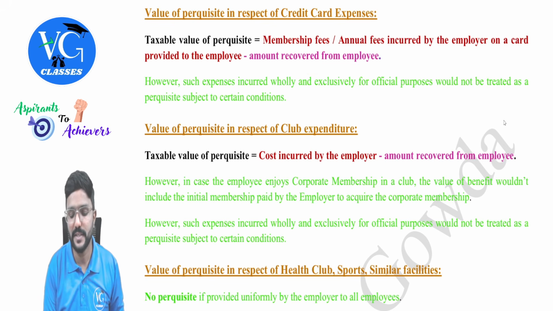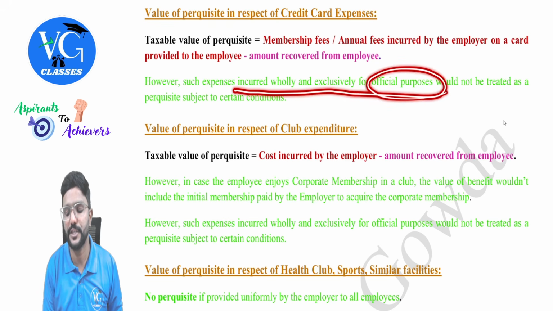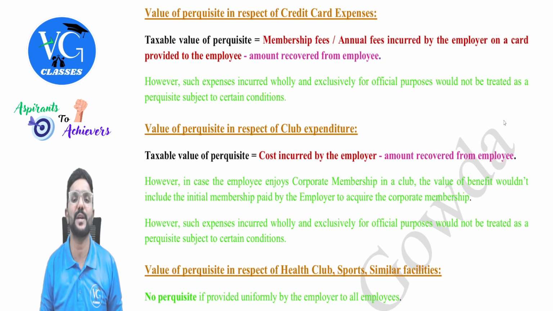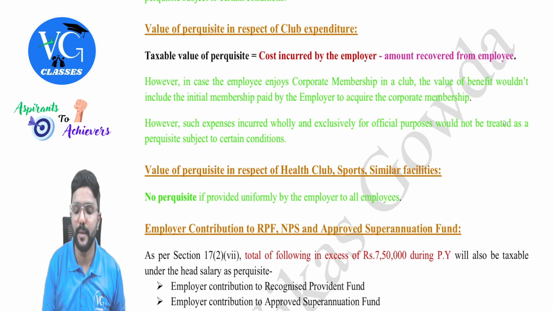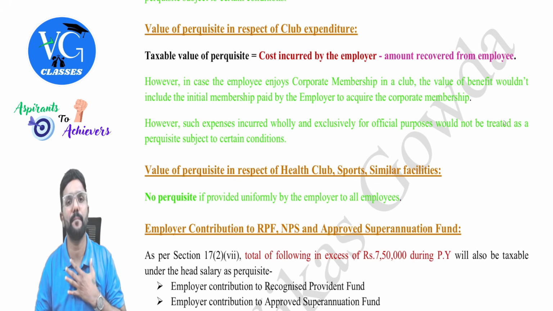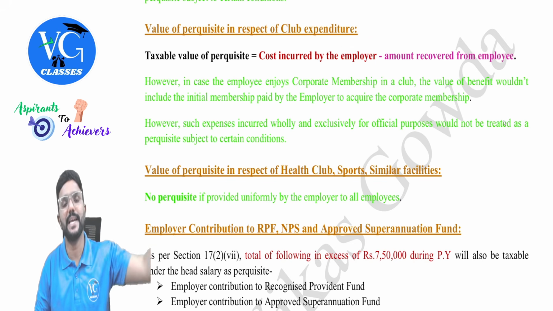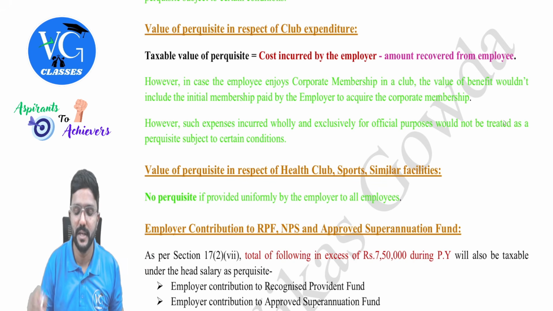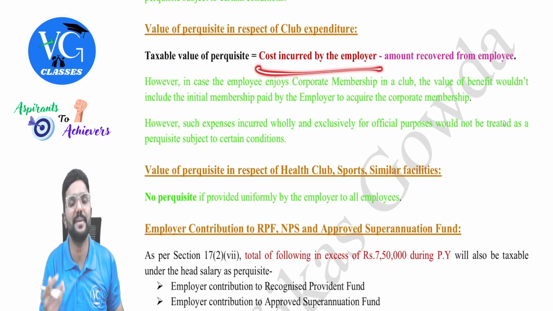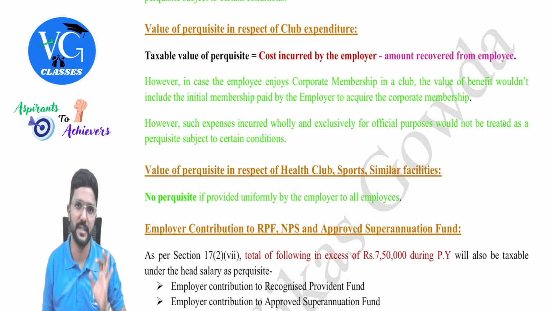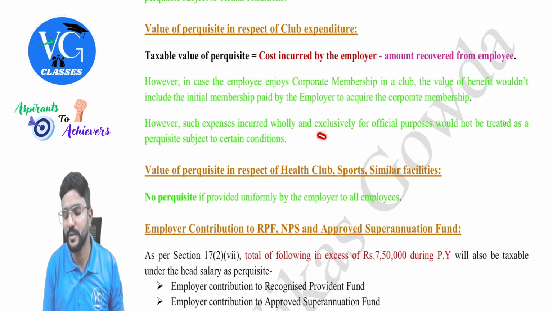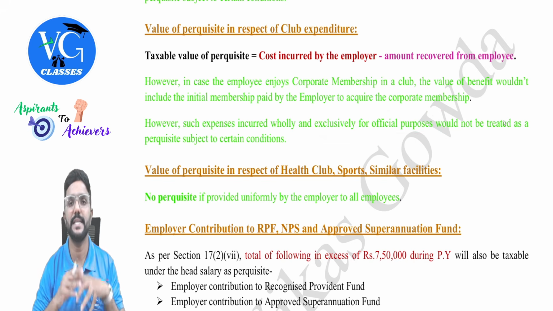But if such expenses is incurred only and exclusively for official purpose, then it is not taxable as perquisite in the hands of employee. Same way, if there is any club expenditure which is incurred by employer, but such facilities are enjoyed by employee or his family members, then whatever is the cost incurred by employer will be taxable as perquisite in the hands of employee. And if anything is recovered, we will reduce it. Even in this case, if it is only or exclusively incurred for official purpose, then it will not be taxable as perquisite in the hands of employee.